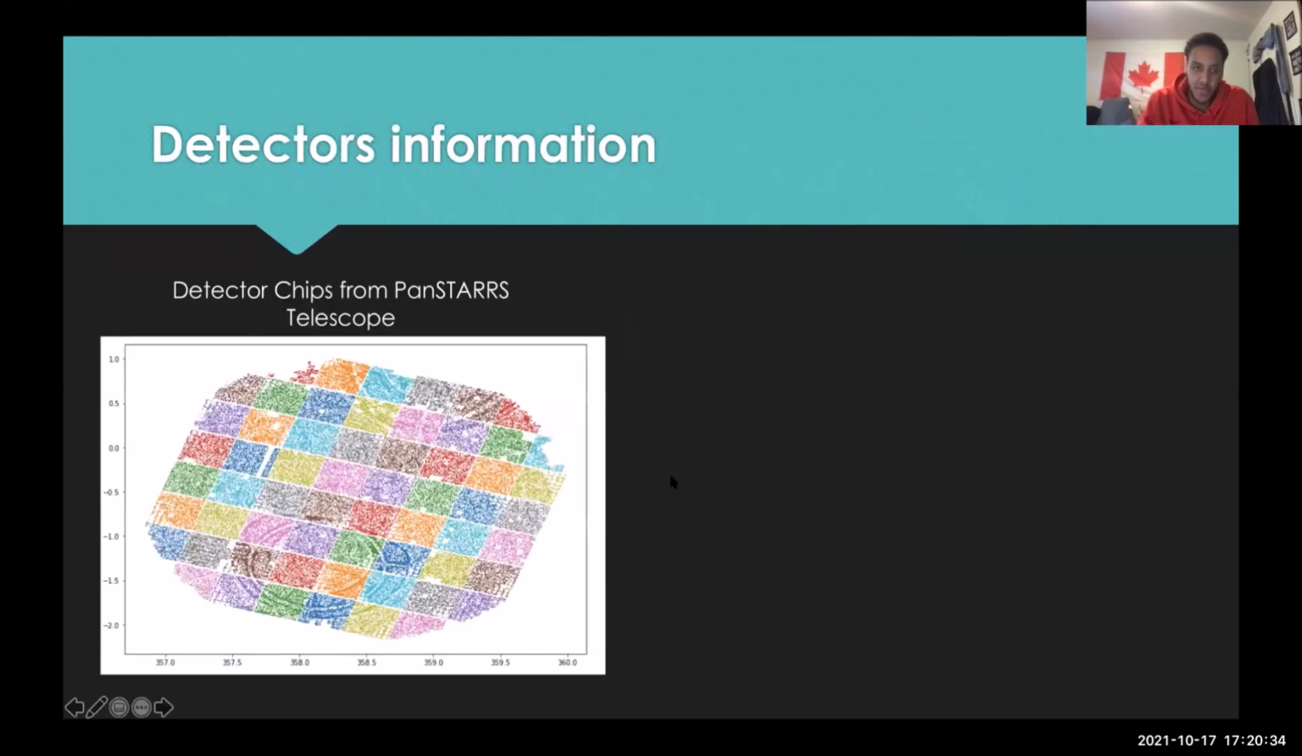The survey we used, the Pan-STARRS telescope, has 64 chips in it. As you can see, it's not 100% accurate because there are all these chunks missing, and we don't know if it's a defect or data missing. So we're not taking this data at 100%. We're taking into consideration all the missing chips and defects.